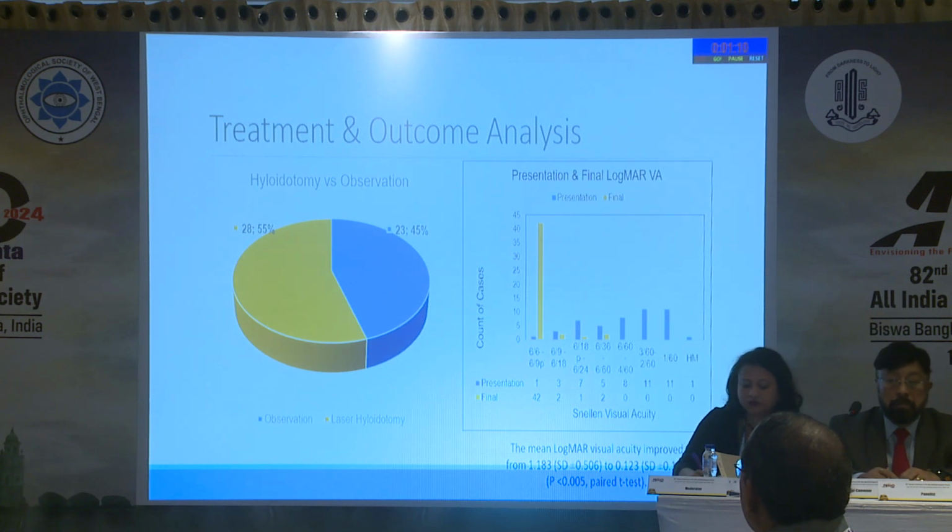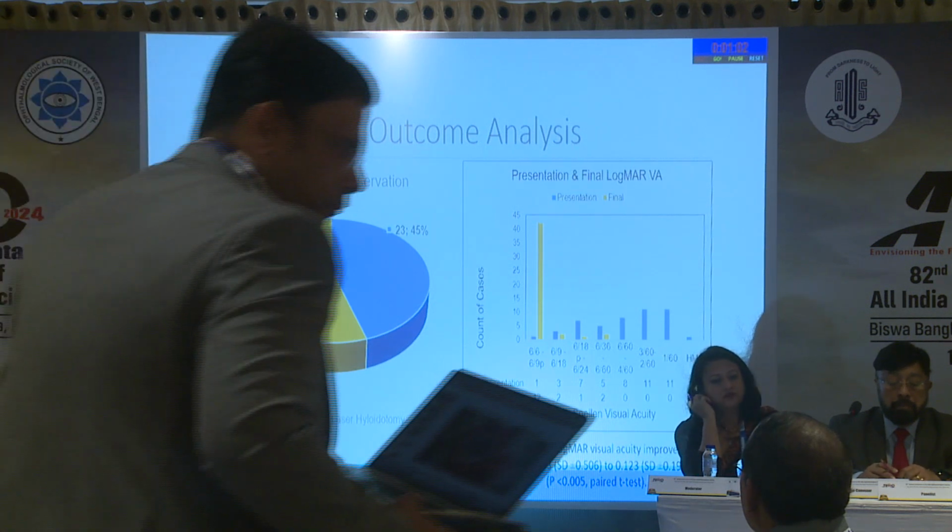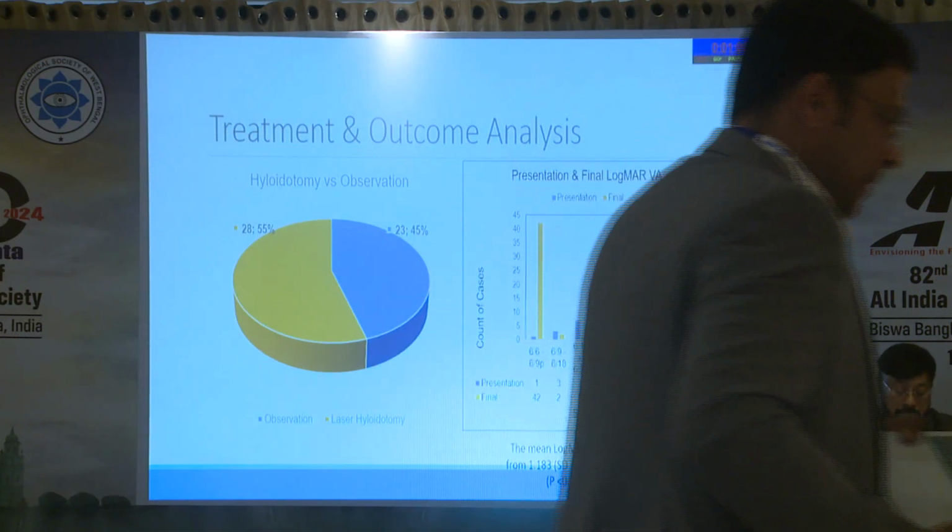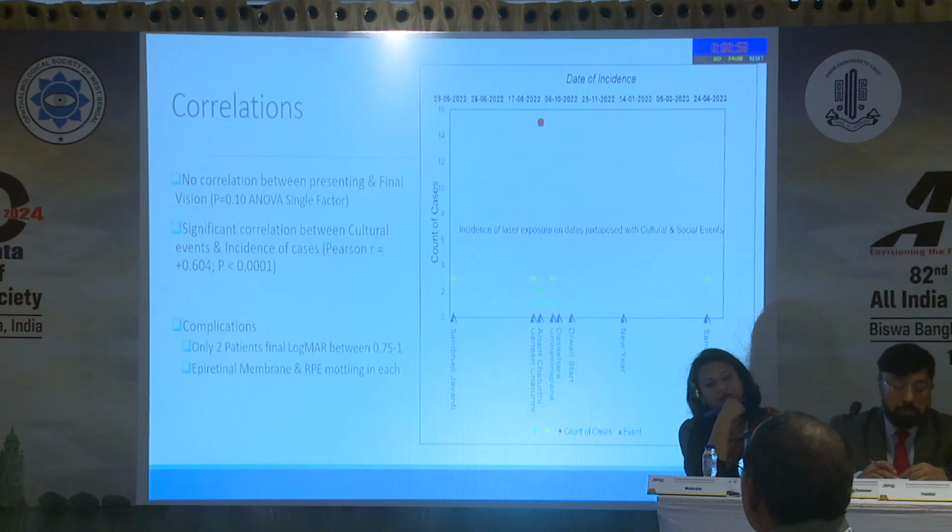This is the presenting and final logMAR visual acuity. Of the final 42 patients, vision of 0.6 to 0.9 was obtained, and only 2 patients had vision less than 6/36 at 3 months. No correlation between presenting and final vision was found. A significant correlation was found between cultural events and incidence of cases.